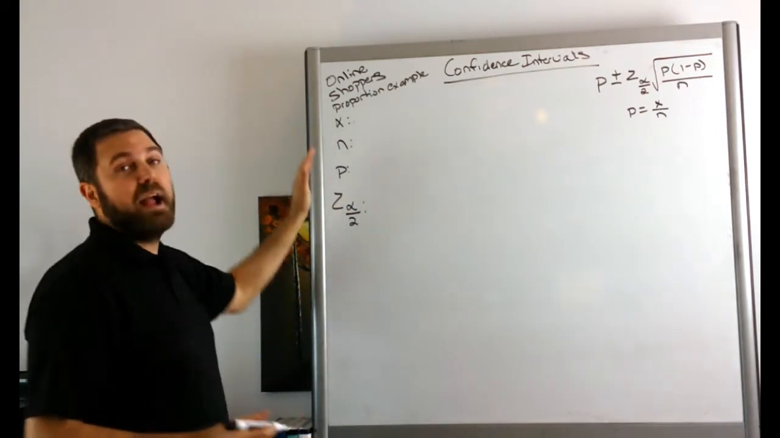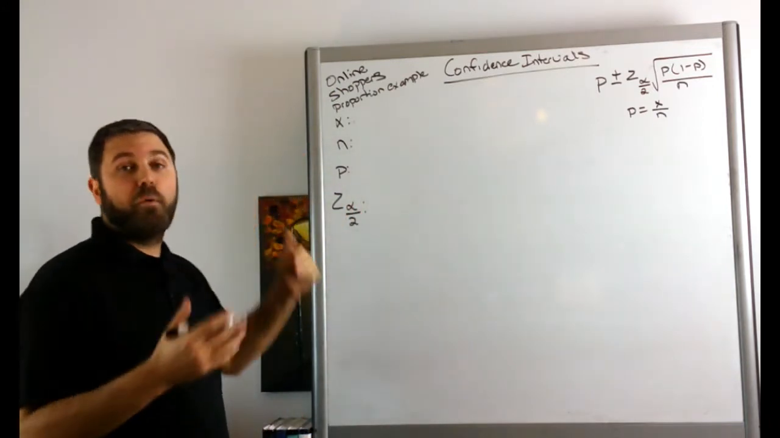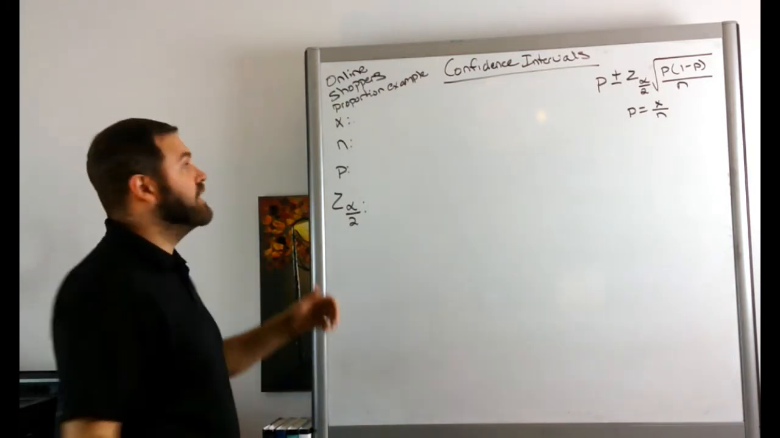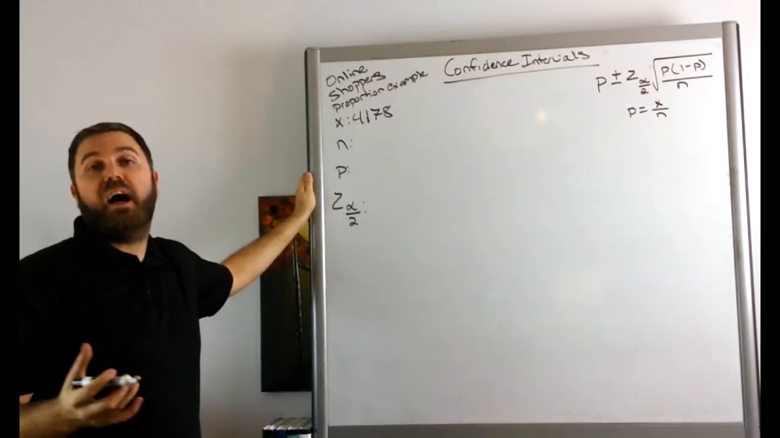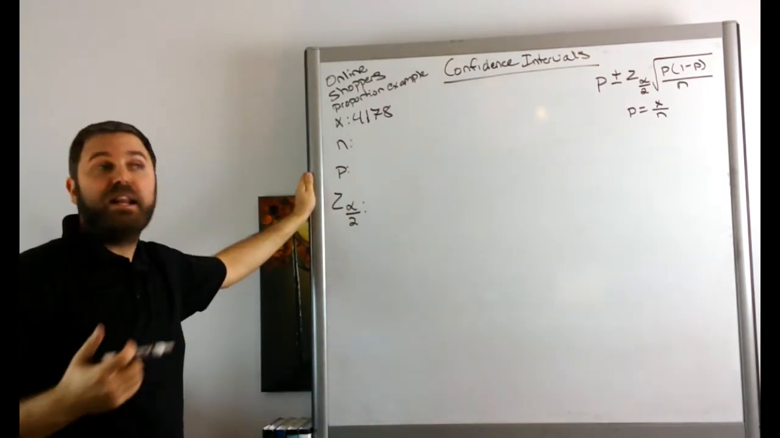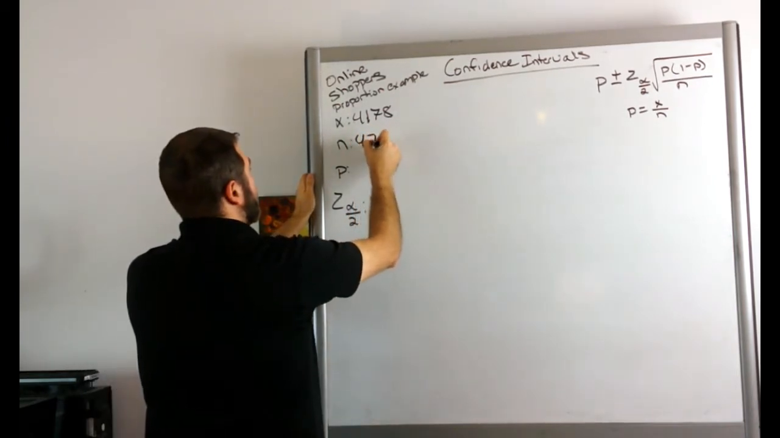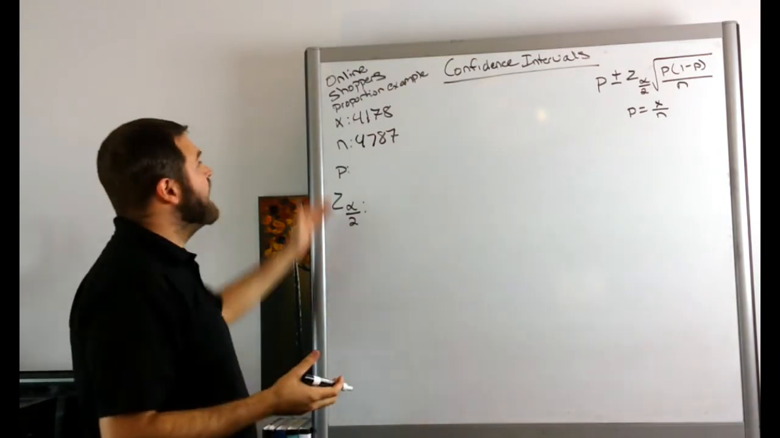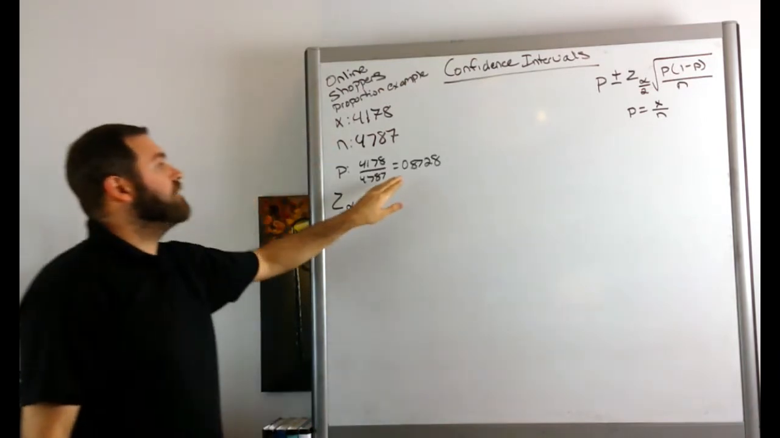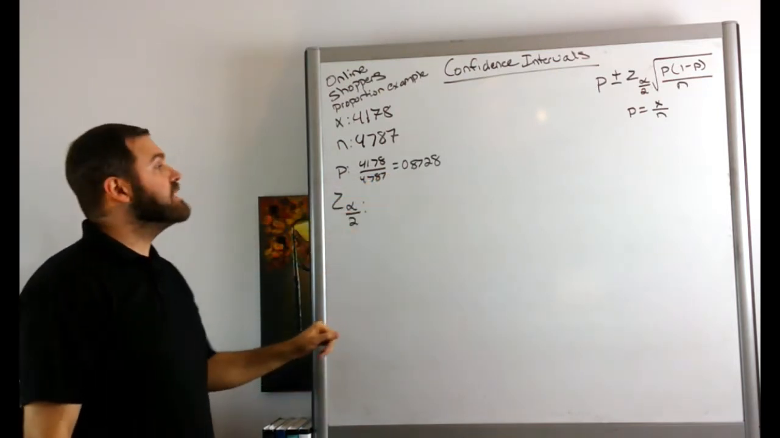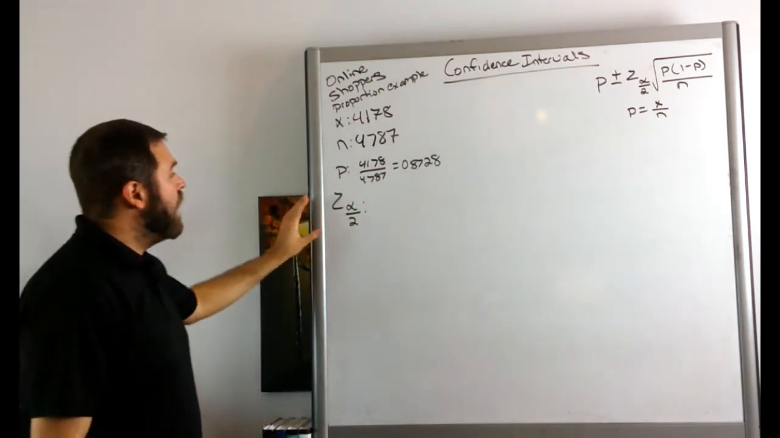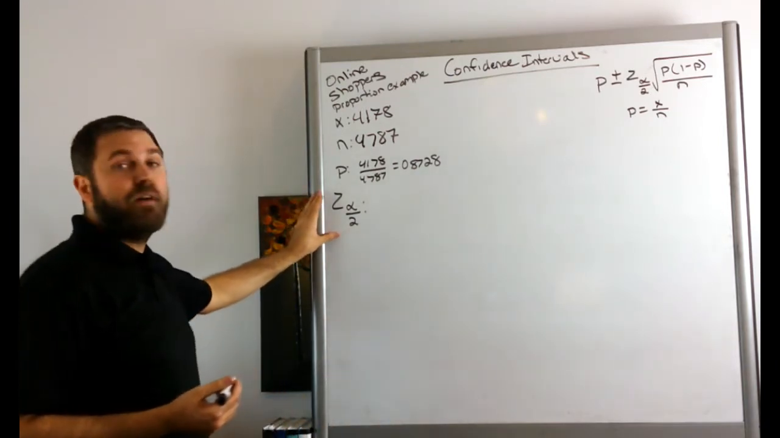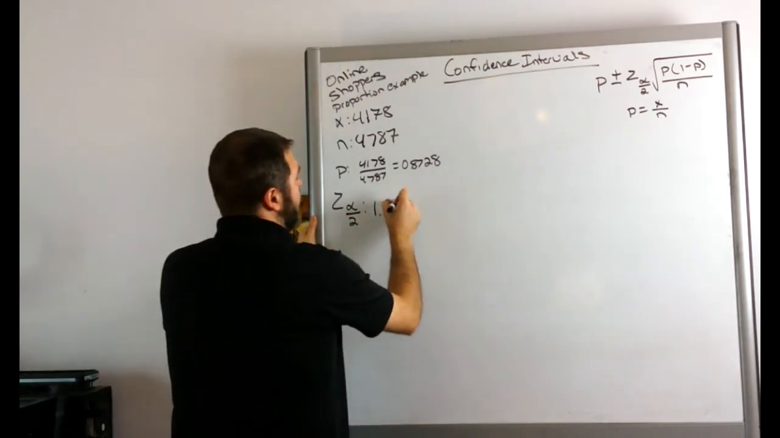First we're going to look at our x. Our x is our items of interest, so we have 4,178 items of interest, or people of interest. Our sample size is 4,787. In order to get our p, we need to take our x divided by n. So we're going to have a p of 0.8728. And now our z, because we're looking up a 95% confidence interval, we know our critical value of z is going to be 1.96.